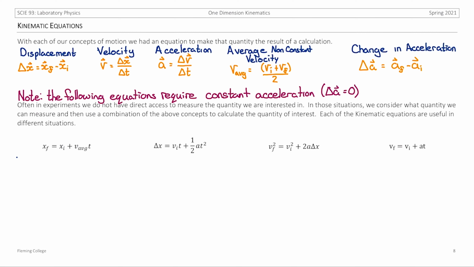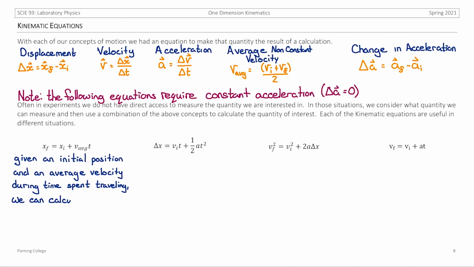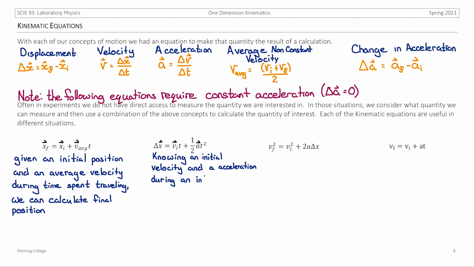version is listed here. The equation on the far left lets us know that given an initial position and an average velocity during a time that an object spends traveling, we can calculate a final position. The second equation says that if we know an initial velocity and an acceleration during an interval of time, we can calculate the total displacement that an object would experience.